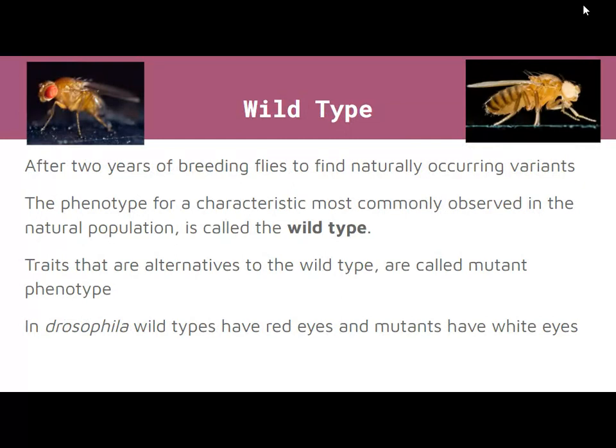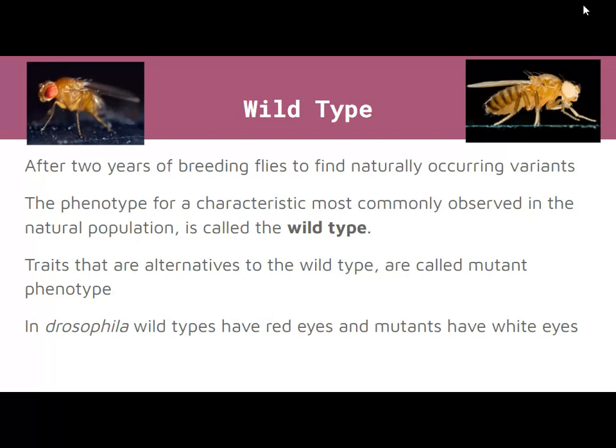Wild type versus mutants. Thomas Hunt Morgan was looking for some sort of easily distinguishable quality that he could study. He bred flies for 2 years in order to try to find one of these easily determined genes to work on. And after 2 years, he finally found his naturally occurring mutant phenotype.